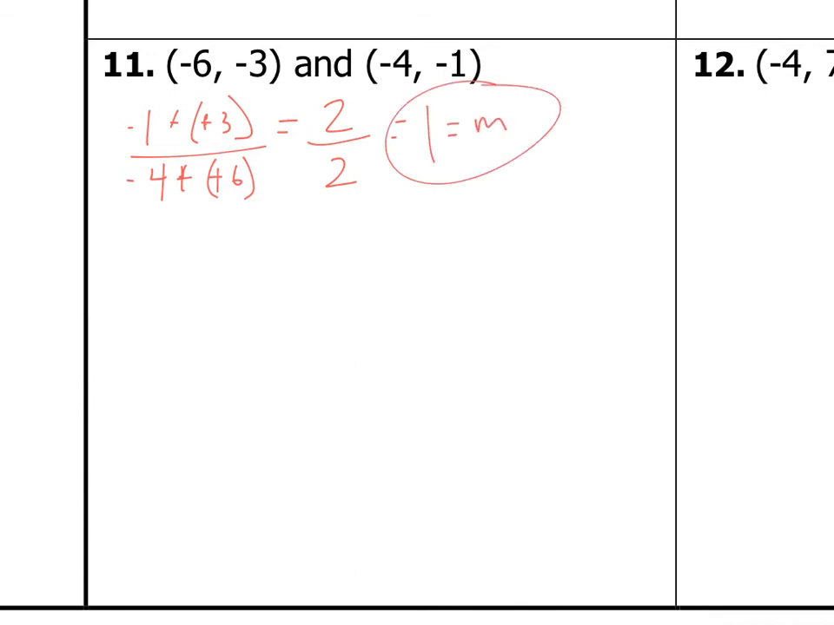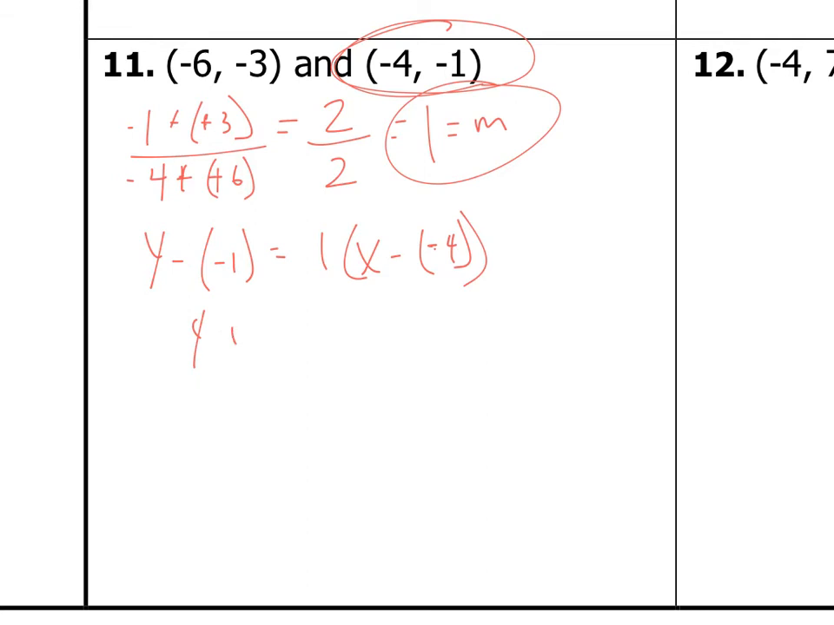And now we can use our formula, so y minus y1. I study my ordered pairs. Neither one of them looks that great. I'll go with that one there. y minus negative 1 equals the slope of 1, x minus x1, negative 4. There we go. Simplify everything.